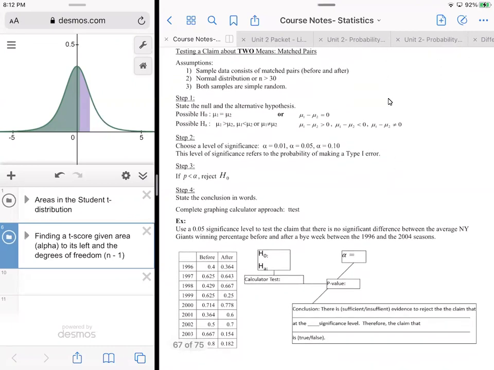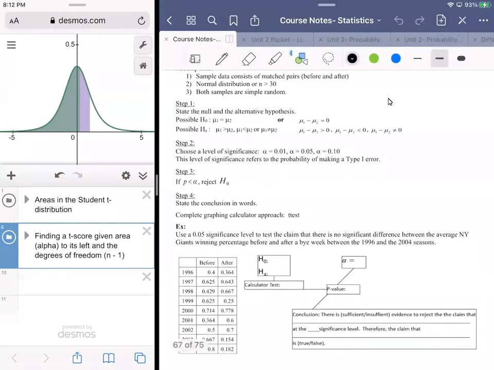Right. You'll see that the assumptions are the same as they were for the t-test. You're talking about normal distribution, simple random sample. The one little extra bit is that you're dealing with a matched pairs scenario. Right. And how do you know it's matched pairs?